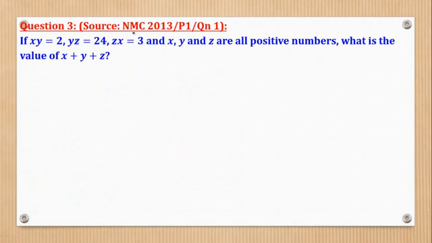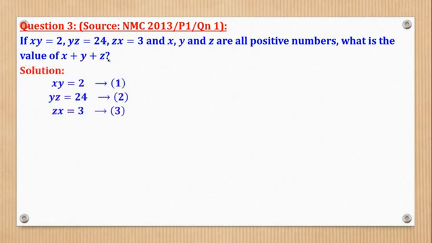Then question 3 came from the National Math Contest of 2013, paper 1, question 1, and says xy is equal to 2, yz is equal to 24, zx is equal to 3, and x, y and z are all positive numbers. What is the value of x plus y plus z?